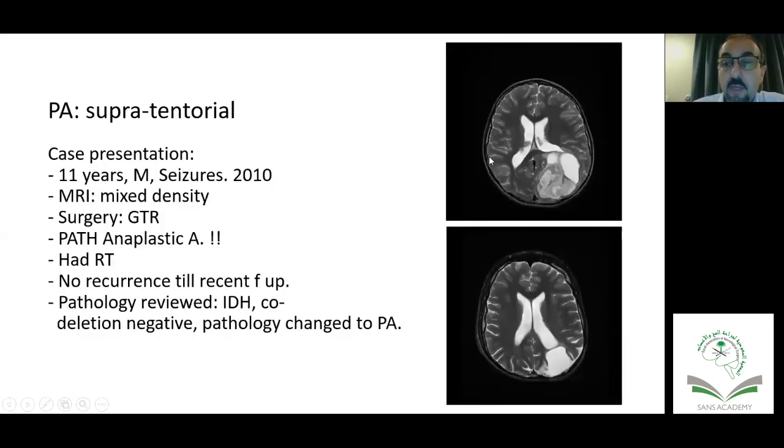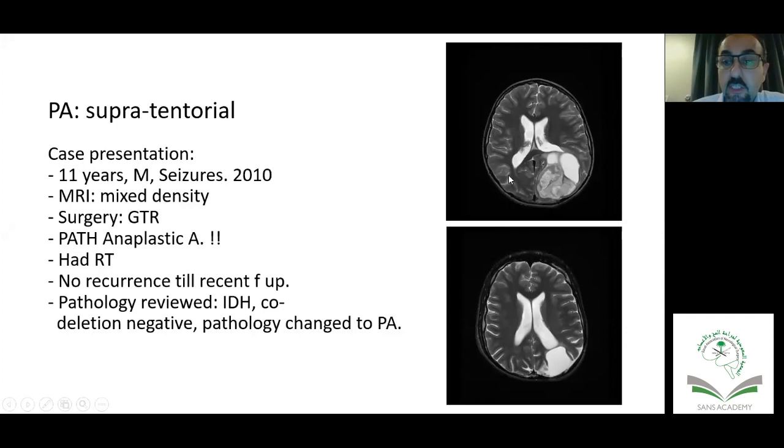Now, the supratentorial type. I'll give you a case presentation to emphasize the need for proper pathologists and proper molecular testing to confirm the diagnosis, because in children, it's really important. This is an example: an 11-year-old boy presented with seizure. This was one of my early cases, in 2010.